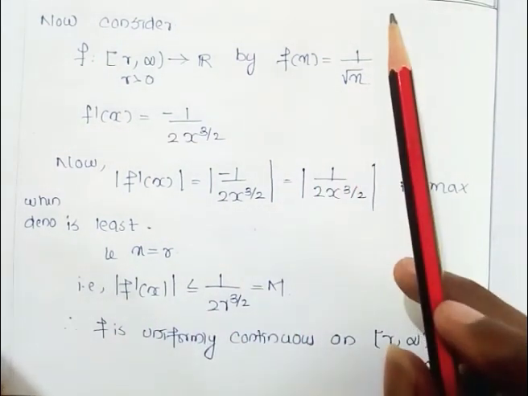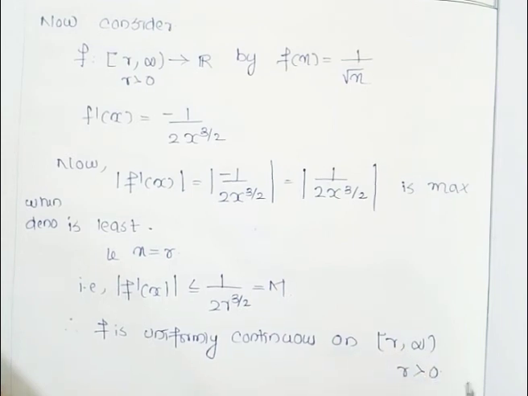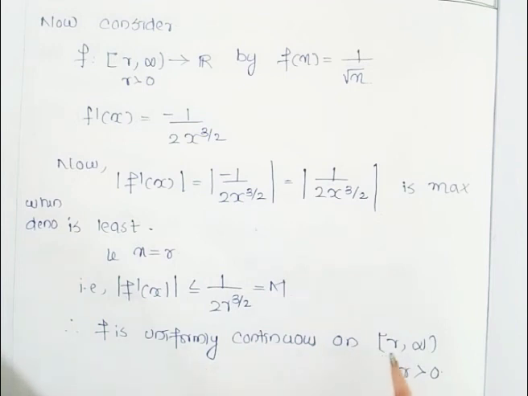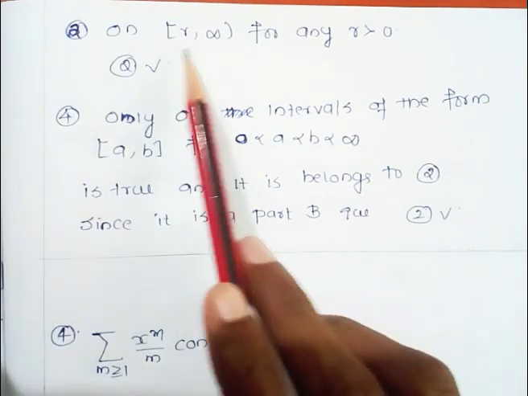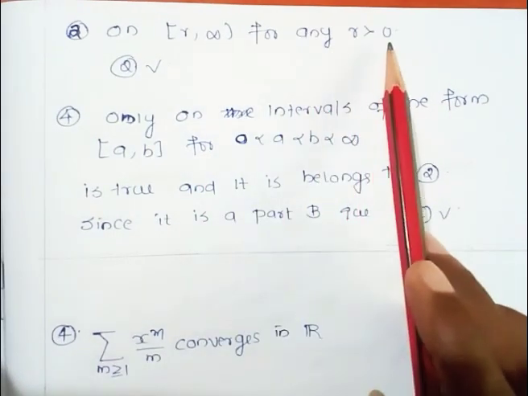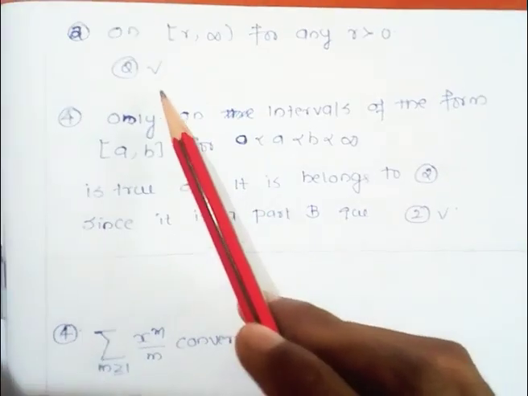Then by using the above result we can say that f is uniformly continuous on [R, infinity) where R greater than 0, because we are considering R greater than 0. That is, we get f is uniformly continuous on the interval [R, infinity) where R greater than 0. Now our second option, which says that on the interval [R, infinity) for any R greater than 0, f is uniformly continuous, is a true option. Therefore our second option is correct.